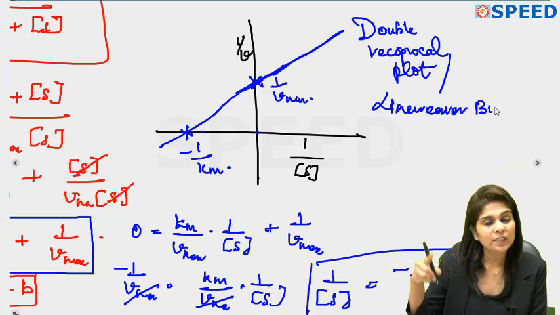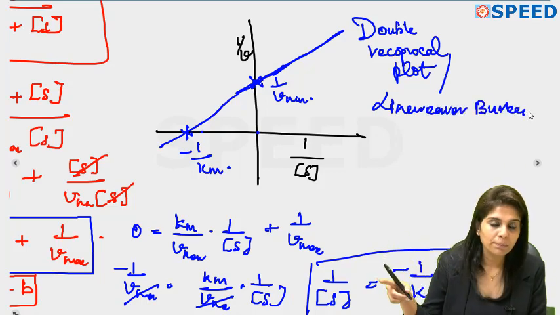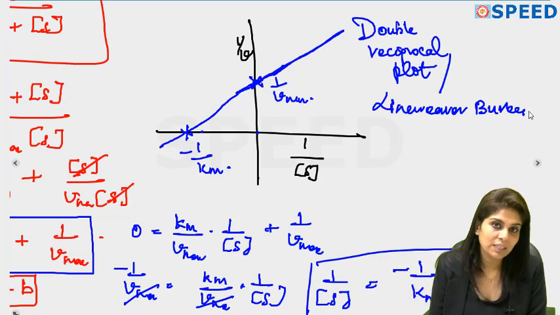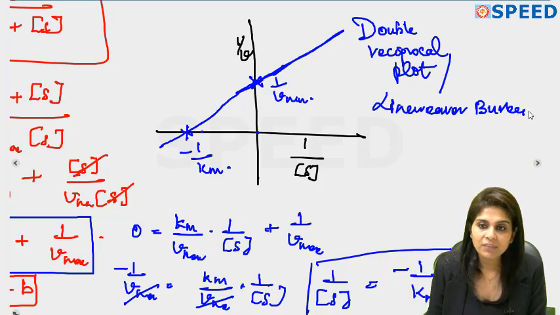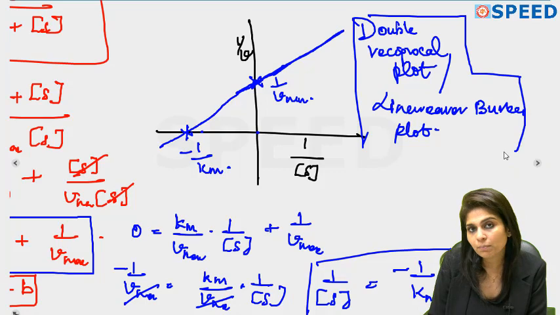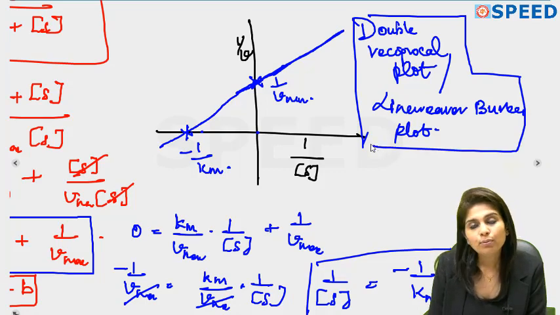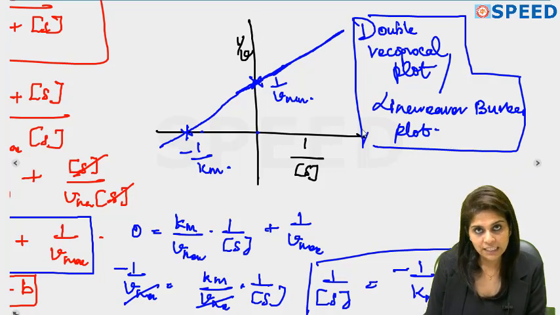This was the plot that was given in the NEET 2020 question paper, and you were asked to find out what type of inhibition it is. Yeah, so it's Lineweaver Burk plot. So what are the facts you know about double reciprocal plot or Lineweaver Burk plot? It's a plot which is drawn with 1 by v along y-axis and 1 by s along x-axis. You get a straight line, and if you extend it, the straight line cuts the y-axis at 1 by Vmax and it cuts the x-axis at minus 1 by Km.